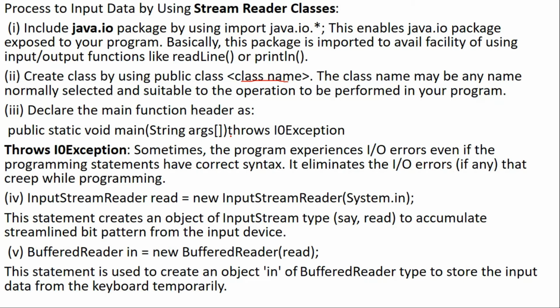Number 4, you have to write one statement, that is InputStreamReader read. Now this read is the name of the object, equal to new InputStreamReader(System.in). Now this statement creates an object of input stream type, say read, to accumulate streamlined bit patterns from the input device like keyboard.